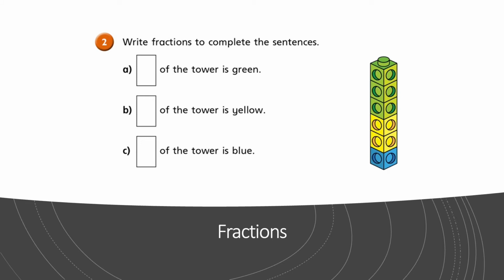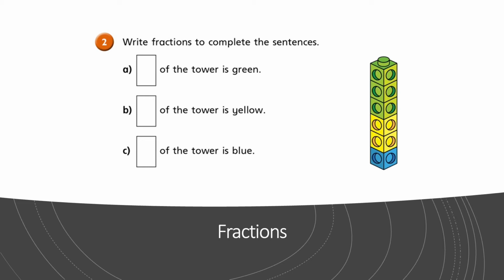Okay then, let's have a look at our tower of cubes. Now it's asking how much of the tower is green. What fraction of the tower is green? So what do we need to do first? We need to count how many cubes you have all together. 1, 2, 3, 4, 5, 6. So 6 will be your denominator. That will be the bottom number of your fraction in every box.